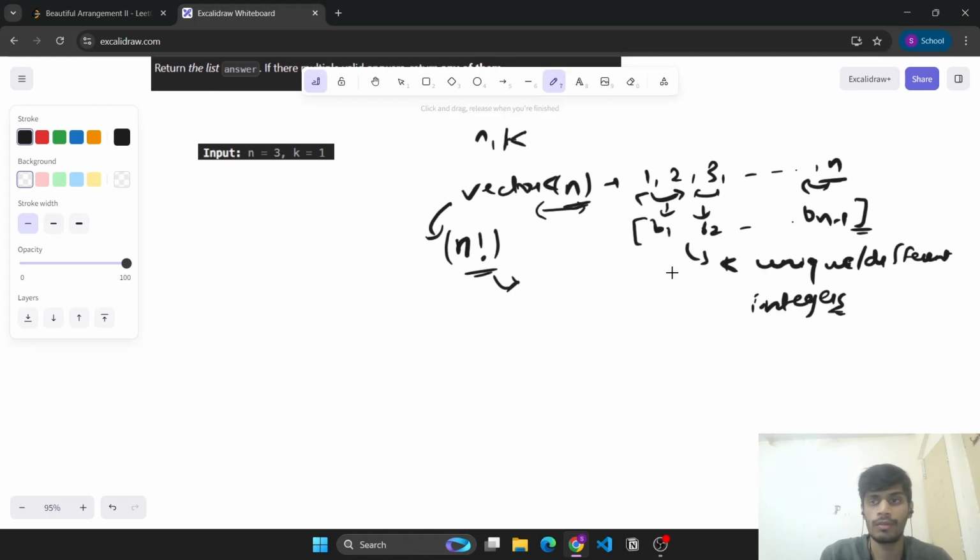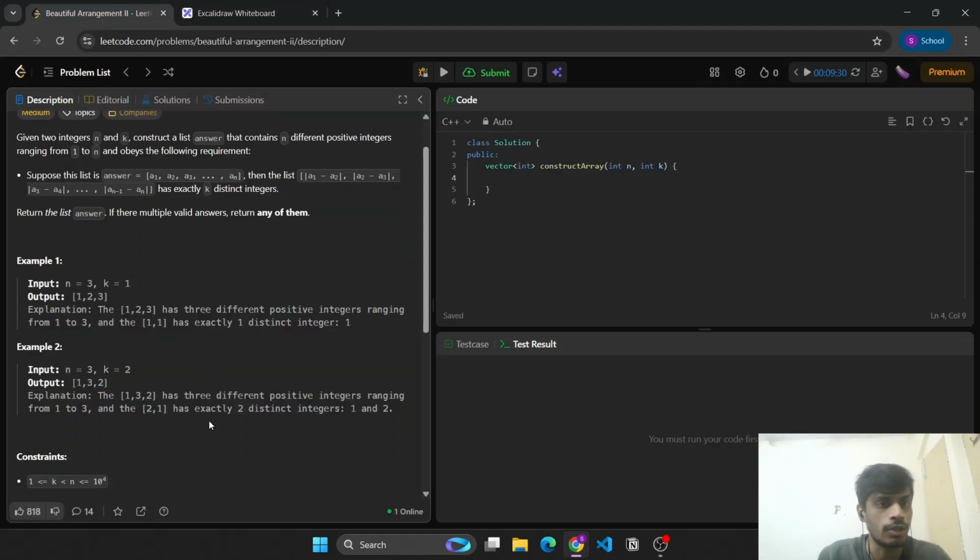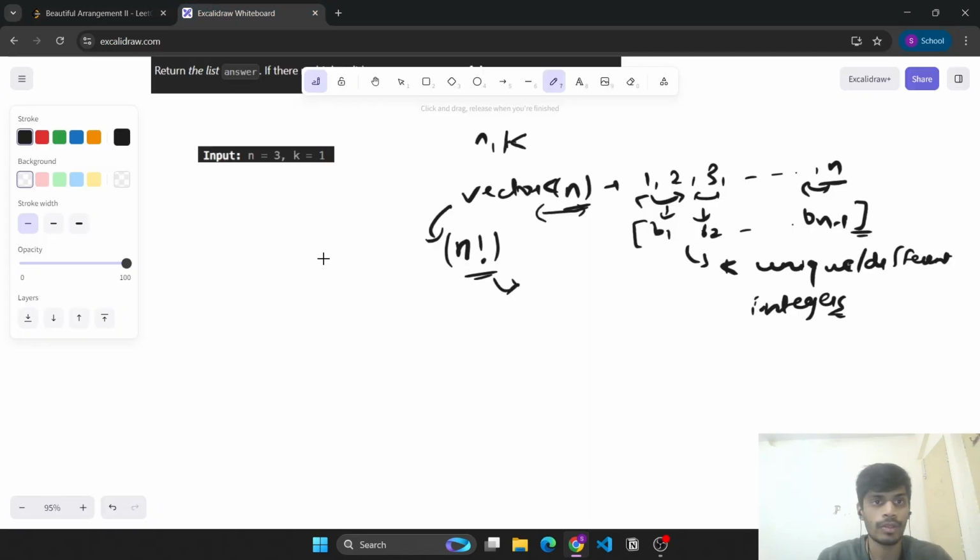For example, if we are given n equals 3 and k equals 1, a beautiful arrangement is 1, 2, 3, because the difference of 2 and 1 is 1, and of 3 and 2 is also 1. So there is only one distinct integer. Here it gives us 1, and this gives us 1 only. There is only one different integer, and k was 1, so this is a correct output.